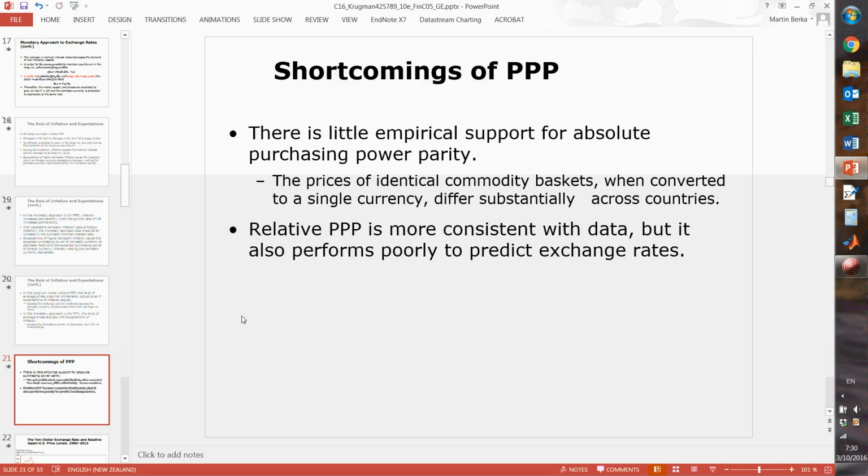But there's one main regularity about PPP, which is, okay, it doesn't hold, but it doesn't hold more for the rich countries. So the price levels are higher for rich countries than they are in the poor countries. And that's not always the case, but it's generally speaking the case.